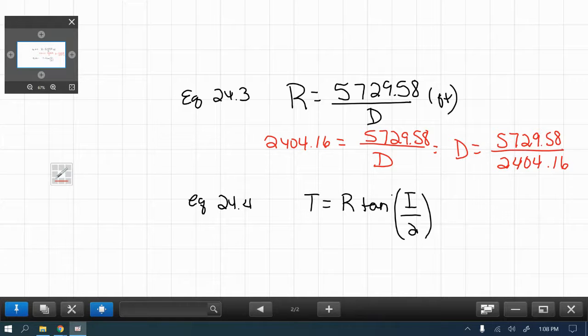So for my D, it's 5729.58 divided by 2404.16. I need it in degrees, minutes, and seconds. So I got 2 degrees, 22 minutes, and 59.499 seconds.